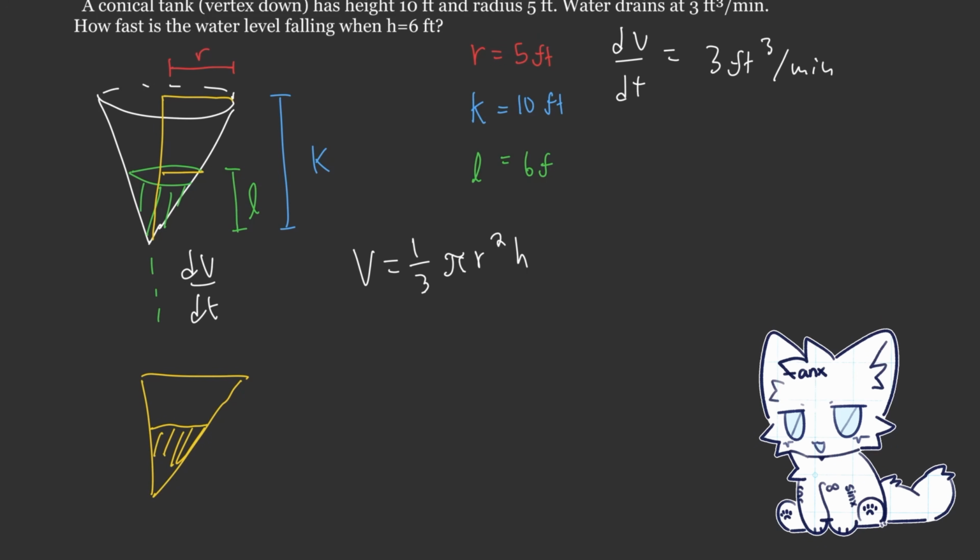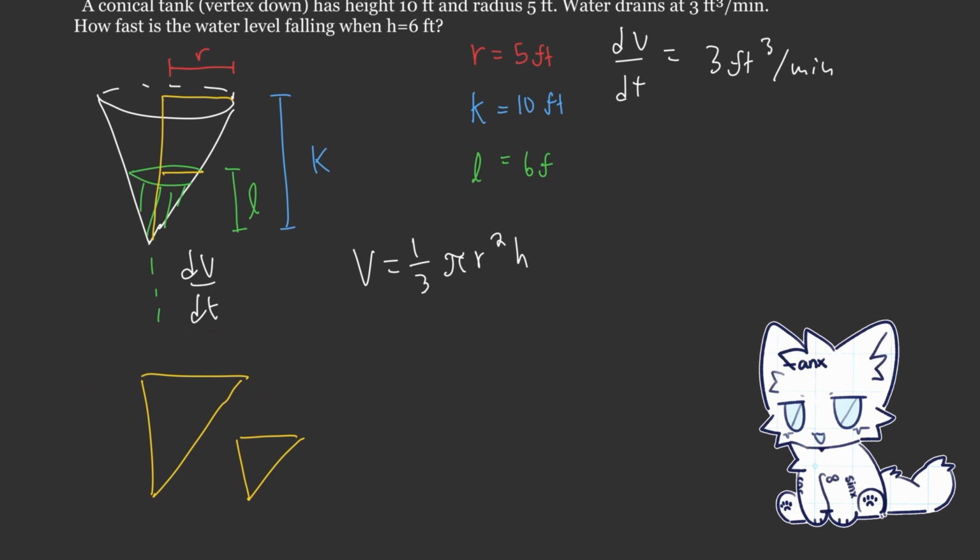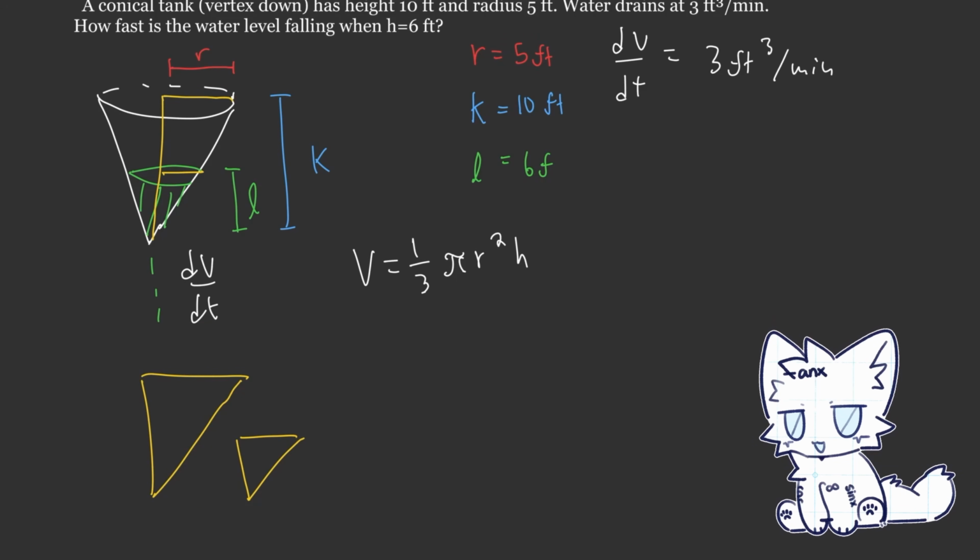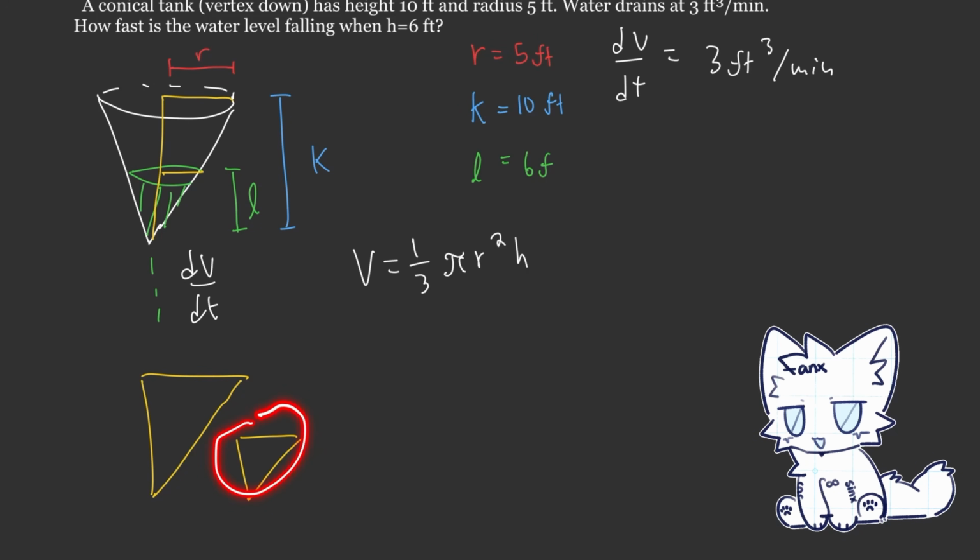This is where the water height is at. Notice how these triangles are similar if I draw them separate. This triangle is essentially a scaled up version, maybe by a factor of 2, 3, I'm not sure, but it's just scaled by a factor of this triangle.